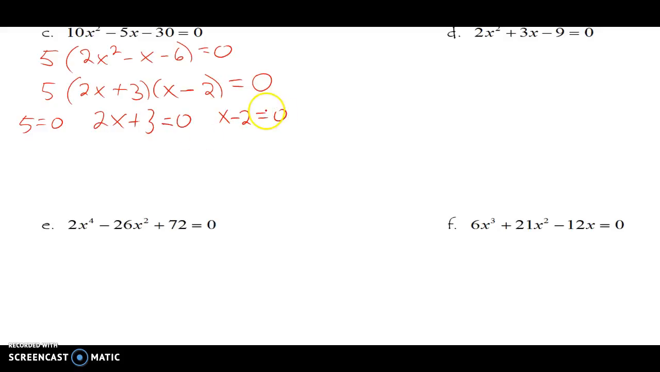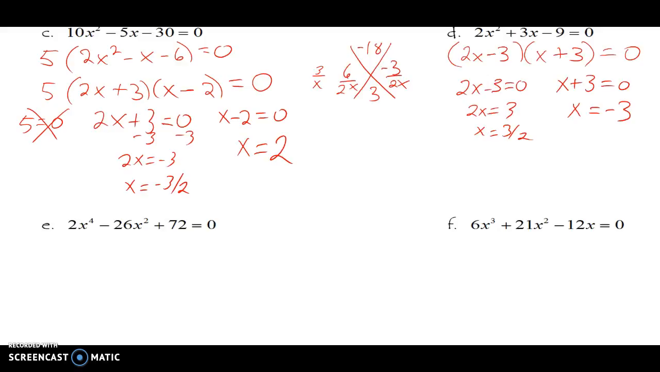Now we have 3 equations to solve. The first one, 5 equals 0, has no variable term, and that's an untrue statement. That does not give us a solution. All right, we'll subtract 3. We get 2x equals negative 3, divide by 2, and we get the solution of negative 3 halves. Here we'll get x equals 2. I'm not going to have enough time in this video, but to check these, I would plug each of these back in for x and make sure it makes the original equation true. I want you guys to pause the video and try D.